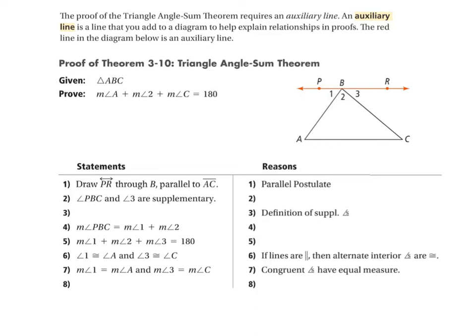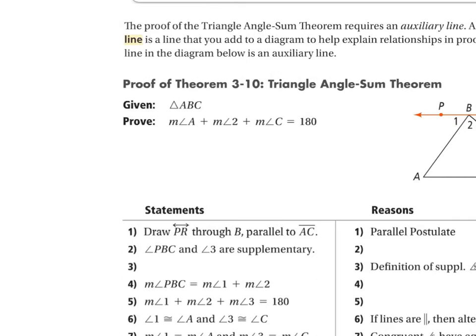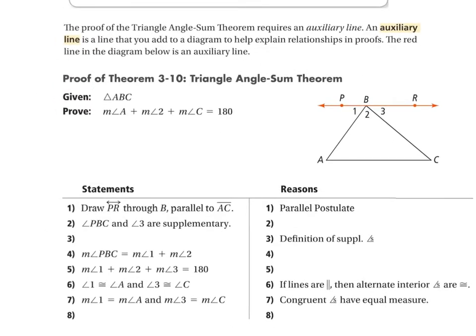So given, okay, if you see a little triangle like that, you say triangle ABC. That's how you write it. So given triangle ABC, prove that the measure of angle A plus the measure of angle 2 plus the measure of angle C equals 180. So draw PR through that point B parallel to AC, and that's that top formula we talked about that I said you're not going to use a whole lot. That's called the parallel postulate. So they drew these lines right here, they're saying are parallel.